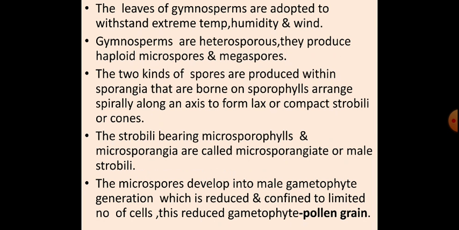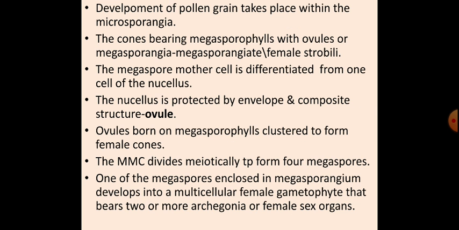So, how is the male gamete produced? The strobilus bearing microsporophyll will produce microsporangia. Microsporangia will develop into pollen grain. Male gamete is produced. How is the female gamete produced? The cones bearing megasporophylls contain the megasporangia. Where is megasporangia present? Megasporangia is present in the megaspore mother cell. The megaspore mother cell divides meiotically to form megaspores. What do they contain? They contain nucellus, which is a reserve food material that helps in the development of the seed. The name of the seed is ovules.